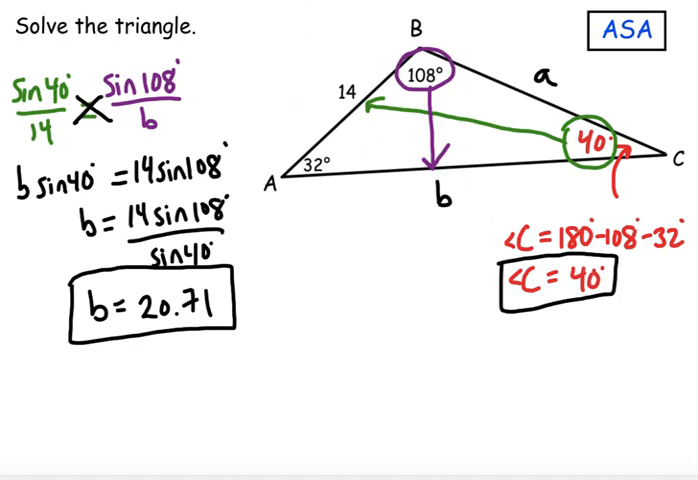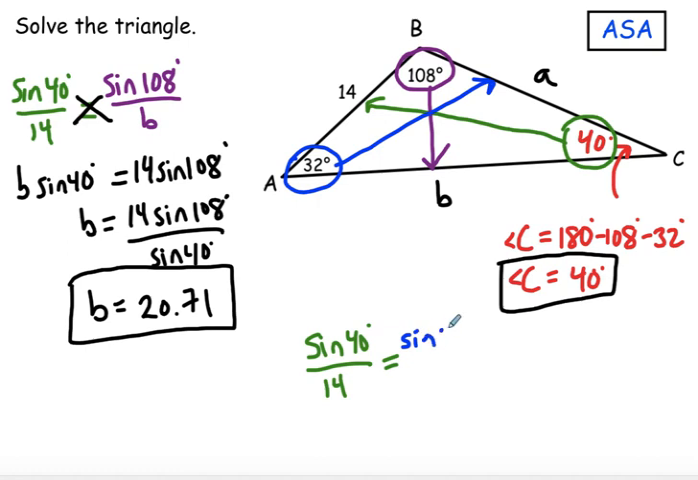So I think I'll go back and I'll use my green relationship again. So sine of 40 degrees over 14 equals. And now we'll do our angle A across from our side A. So sine of 32 degrees over the side across from it, A. And cross multiply again. So A times sine of 40 equals 14 times sine of 32.